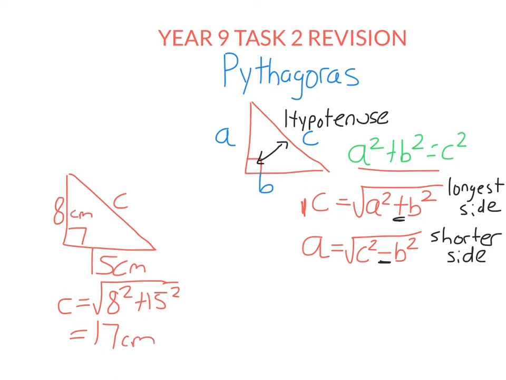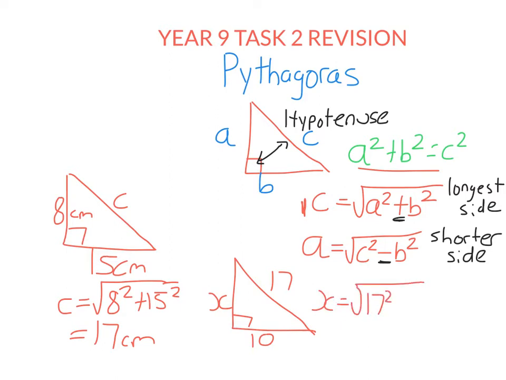So let's look at an example now where we're finding one of the shorter sides. So let's say I tell you that the hypotenuse here is 17 and a shorter side's 10, and we'll find the length of the other side. Doesn't matter whether I call it X, A, whatever, I can still use the same formula. X equals the square root of longest side squared minus the shorter side squared.